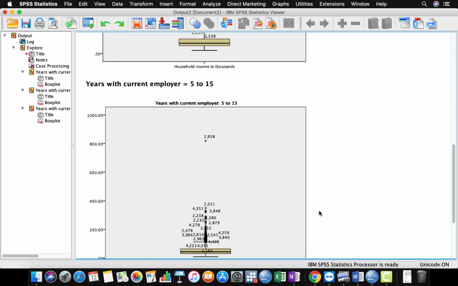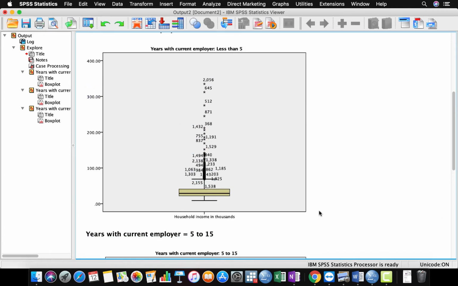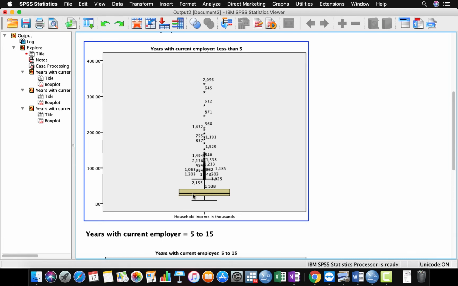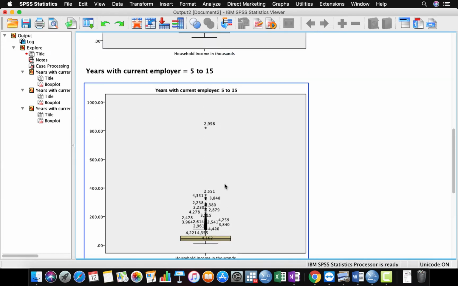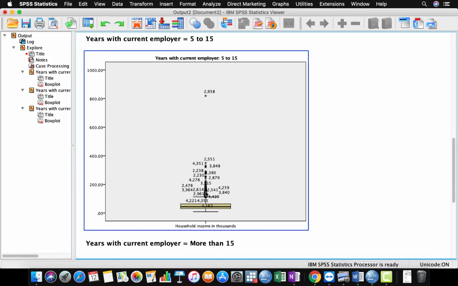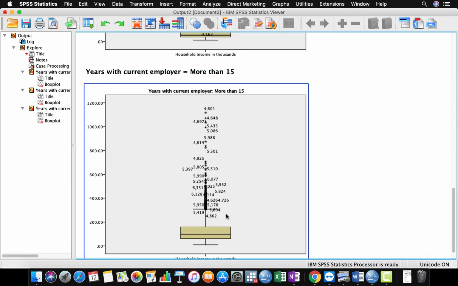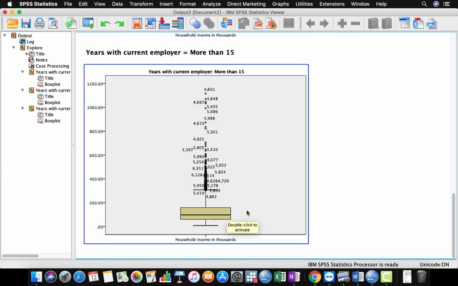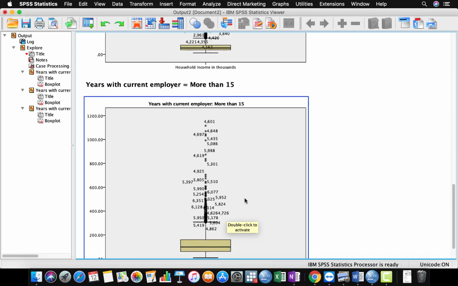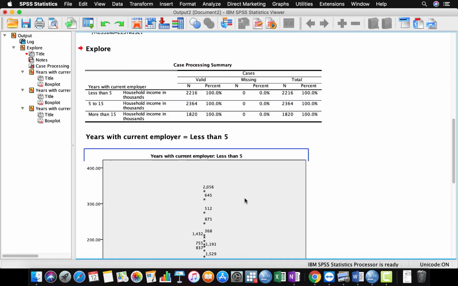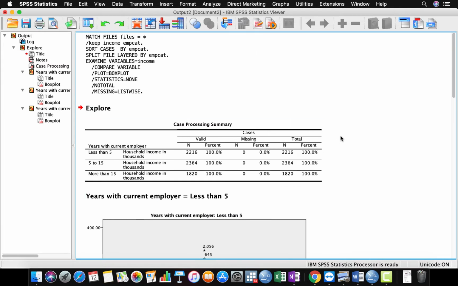If you can see, the first group is normally distributed, but they have a lot of outliers. The same goes for the second group, 5 to 15 years. It's also normally distributed, and the third group is also normal. There is a slight skew to the right, but we can assume it's normal because, based on the central limit theorem, if the sample size is more than 30, the data set is approximately normally distributed.